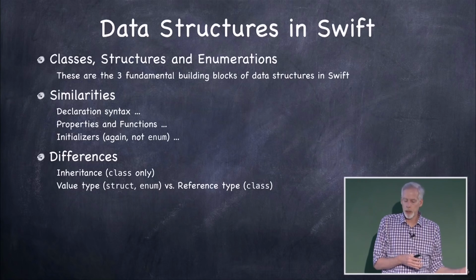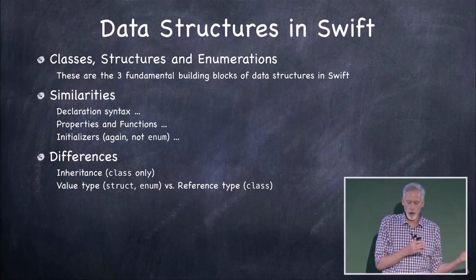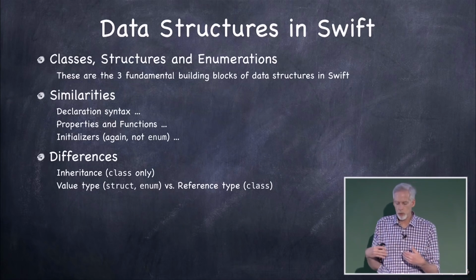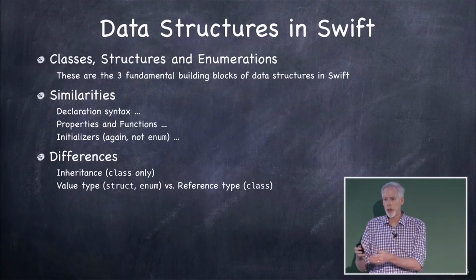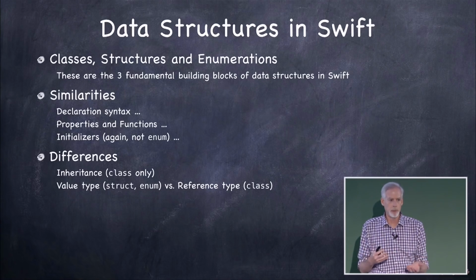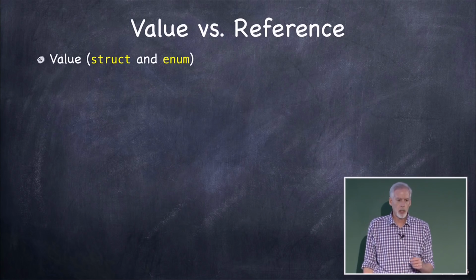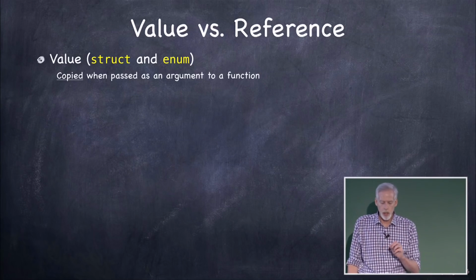Value types, I talked about this before, okay? Structs and enums are value types. They're passed around by value. Class is a reference type. You pass pointers to it around. It lives in the heap. Okay? Let's talk a little more about value versus reference.